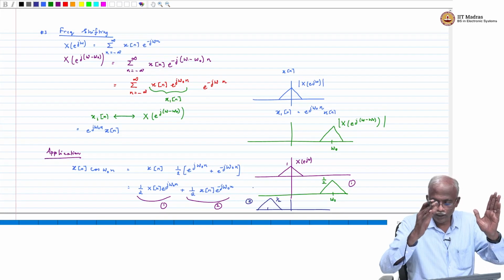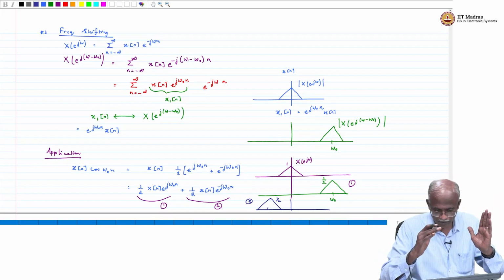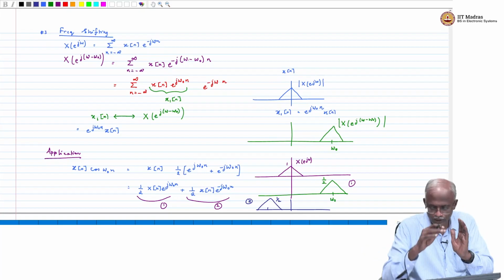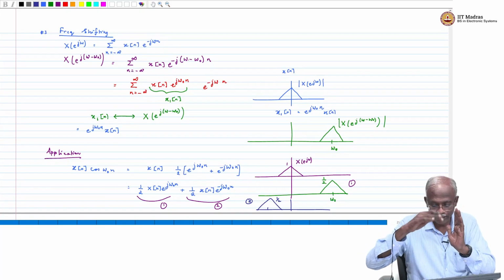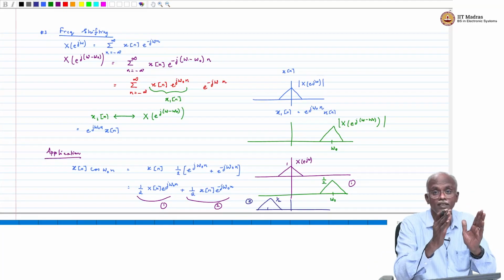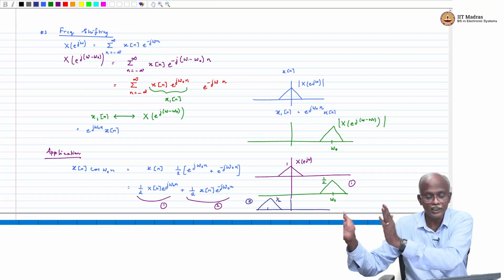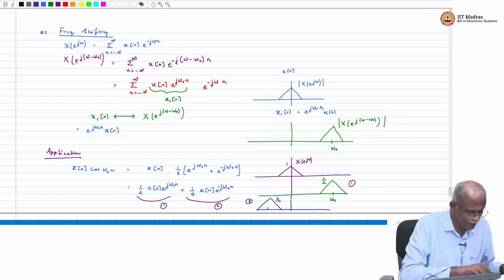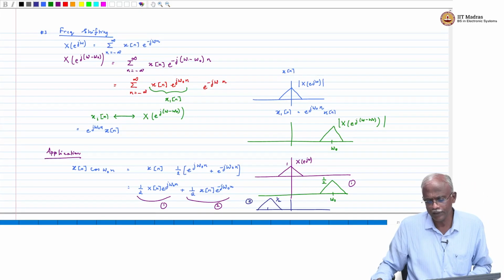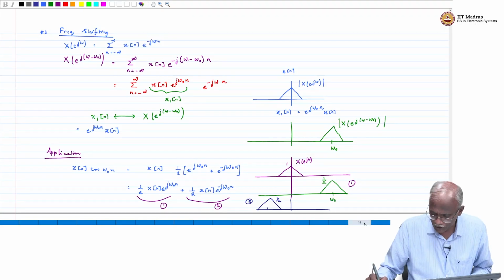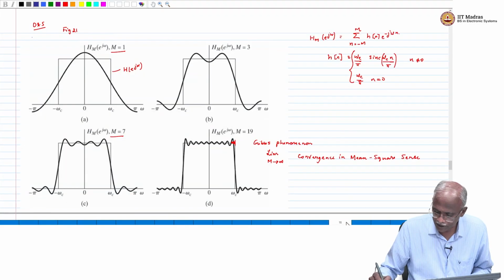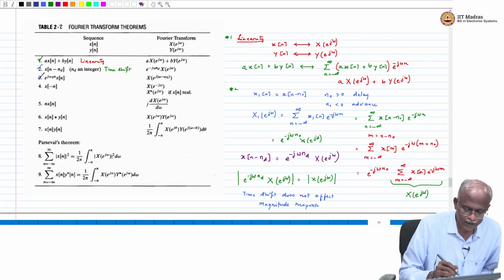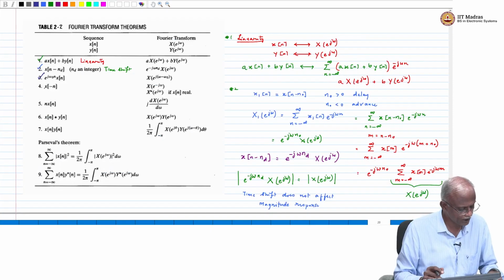So what does modulation mean? What does the frequency shifting do? When you multiply the sequence with a complex exponential, e power j omega naught n, the spectrum moves to the location of omega naught. This is a very useful, very powerful result that we will use time and again. So let's go back to the table that we have obtained. We can tick off this expression also.